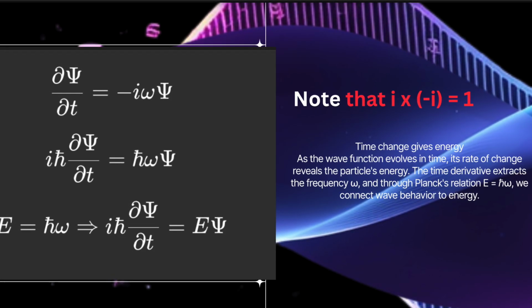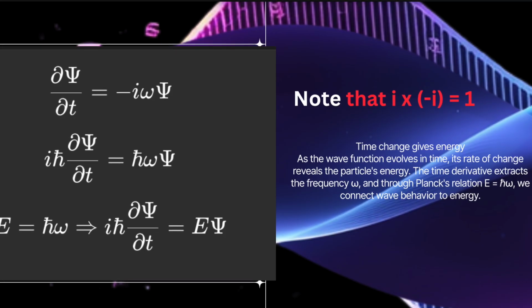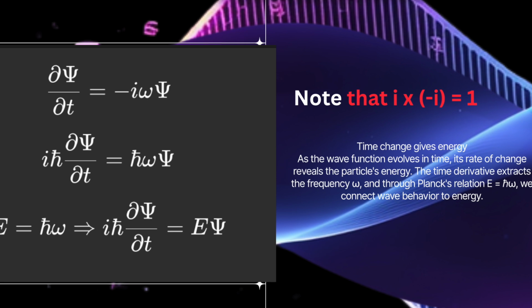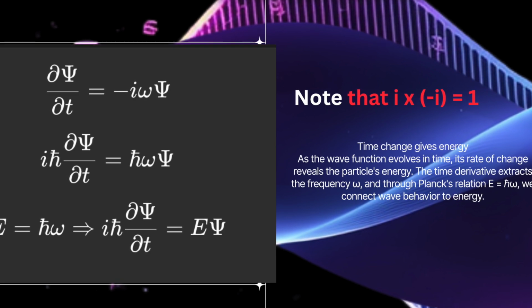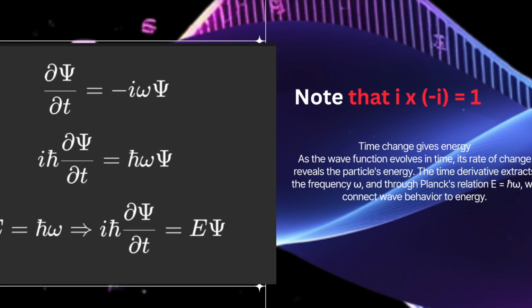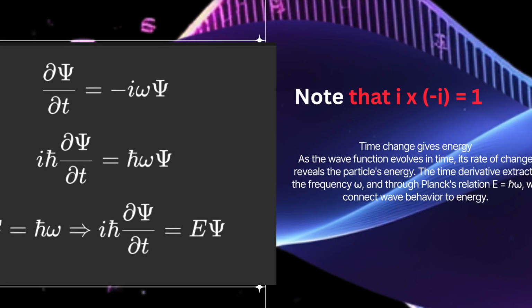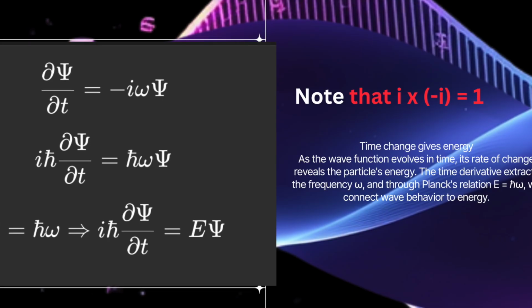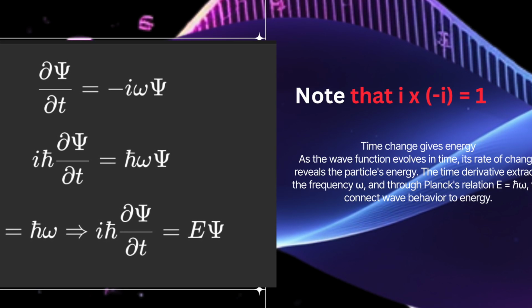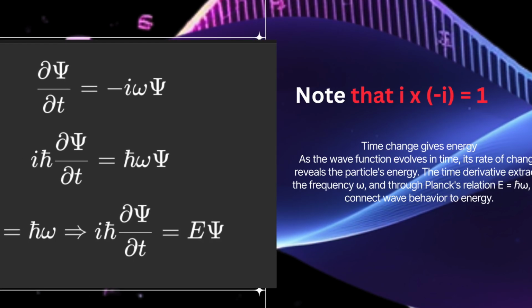Now take the derivative with respect to time. When we differentiate it with respect to time, we get negative i into omega into psi. Now multiply both sides by i into h bar, where h bar is the reduced Planck's constant and its value is equal to h divided by 2 pi. Here h is known as Planck's constant.